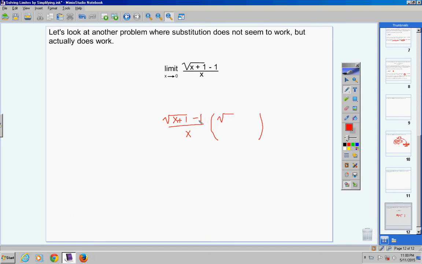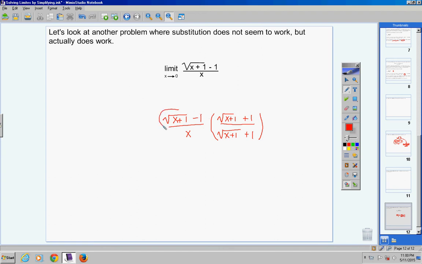So you change the sign of the second term. So the square root of x plus 1. You have a negative 1 here, so I'm going to put a positive 1. Times, and then the same thing down here. Square root of x plus 1, plus 1. Now, do you see what I did? I'm rationalizing the numerator. So I took the conjugate of the numerator.